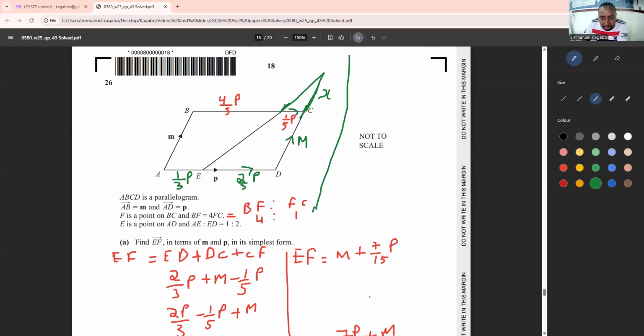Now, this question, they told you we have M. This is M here. You see that? And then the whole of this is the P. But they told us F is the point on BC. F is here, guys. Okay, this is your F. Now, BF is 4 times of CF. BF is bigger. So basically, it's BF, which is 4 times CF.